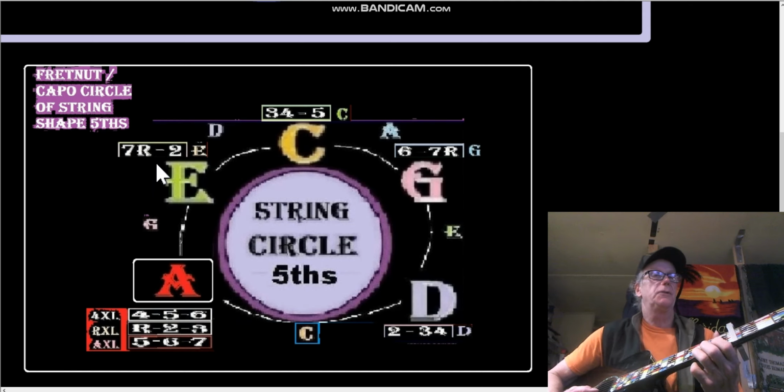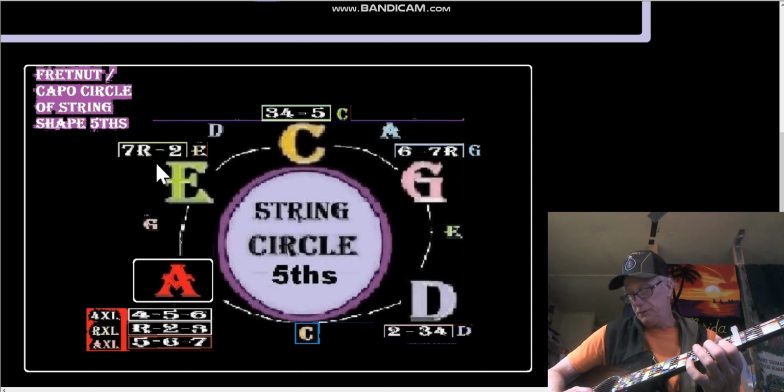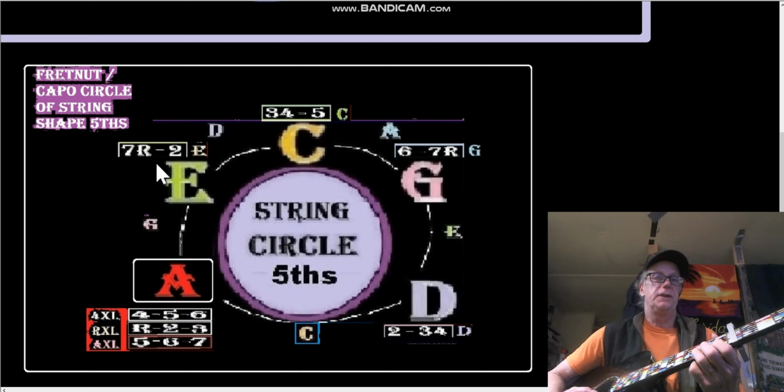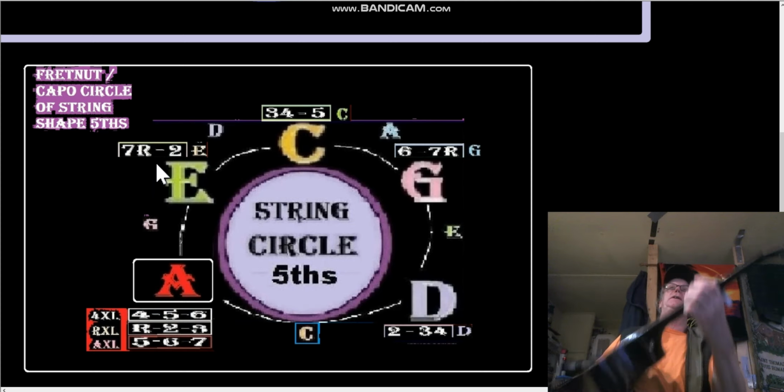5, 6. We had to warp it up for the tuning third between the G and the B. For the 5, 6, the fifth of F is C, the 6 is D, and then 7 root 2 again.